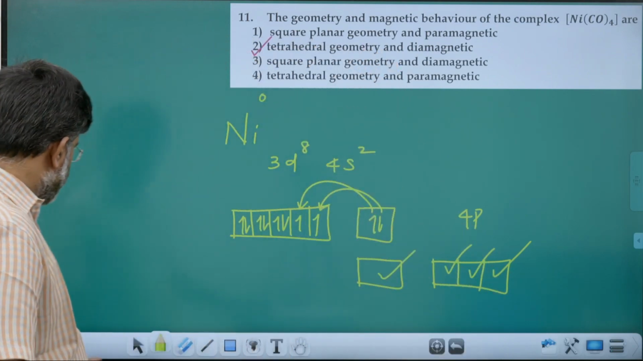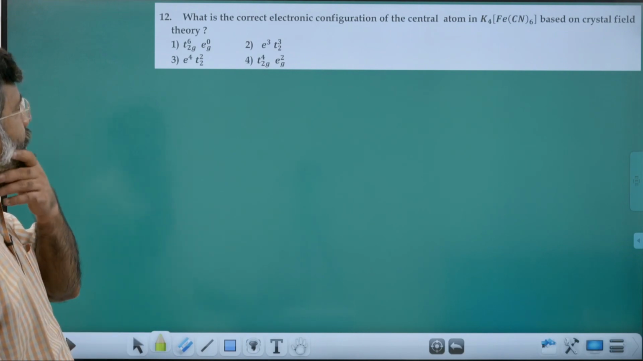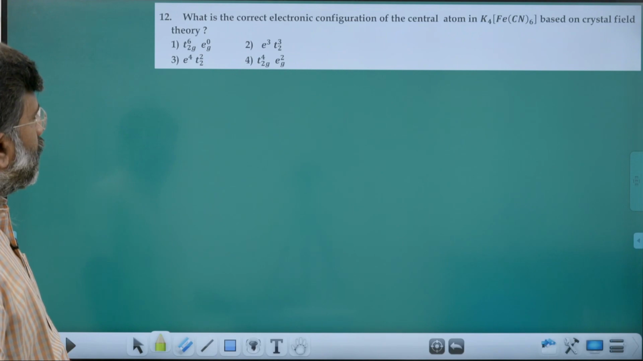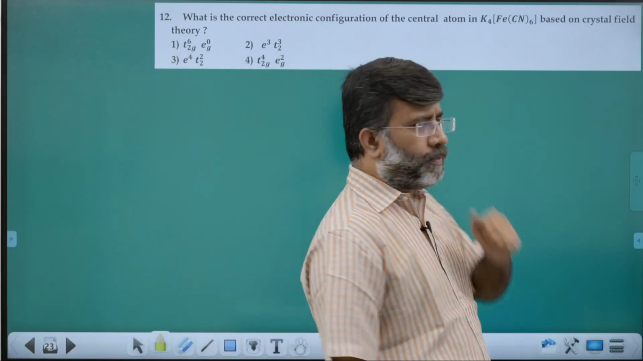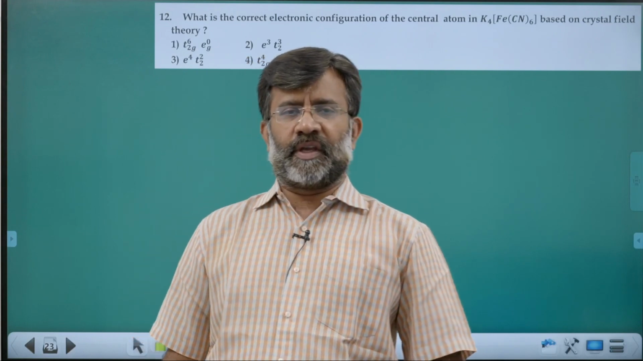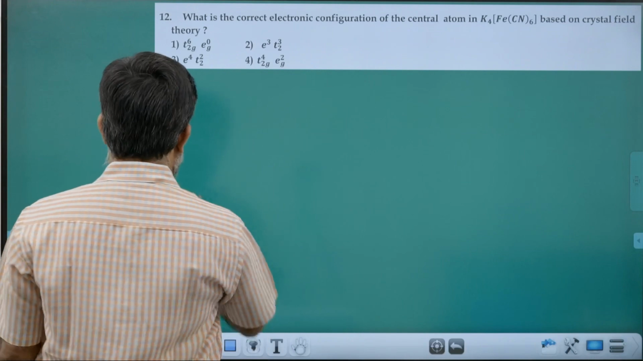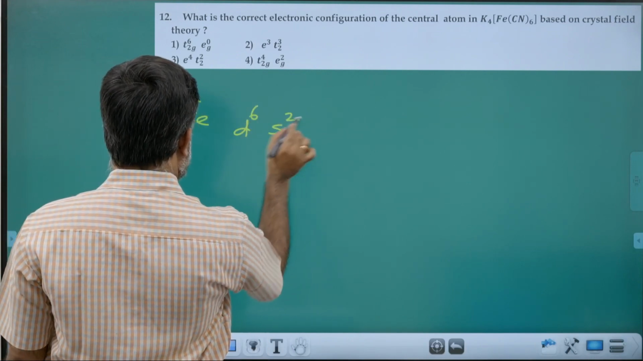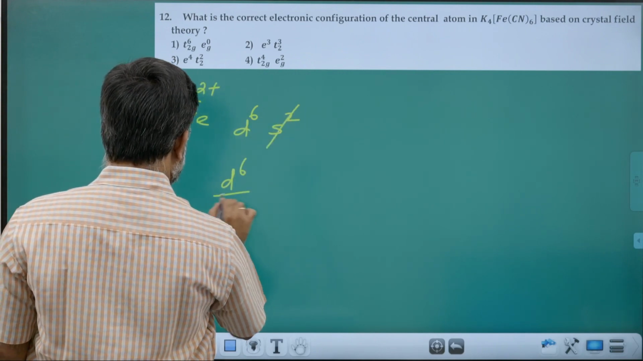Next question. Correct electronic configuration for this. Simple investigation will tell you iron 2 plus state. K4FeCN6, iron in the plus 2 state. What is the character of iron? Iron is D6S2. Therefore, iron 2 plus will be D6.